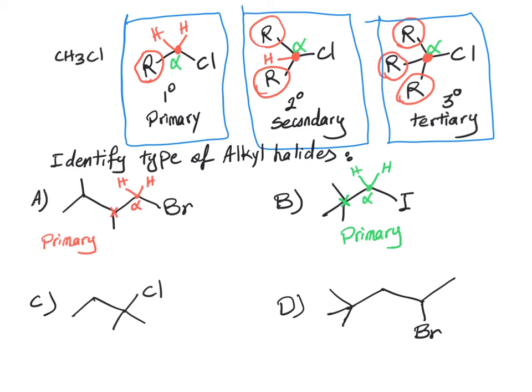In C, first we identify the alpha carbon, which is this carbon. And what type of carbon is this alpha carbon? This carbon is bonded to 1, 2, and 3 other carbons, which means this is a tertiary carbon. And since chlorine is bonded to a tertiary carbon, this is a tertiary alkyl halide.